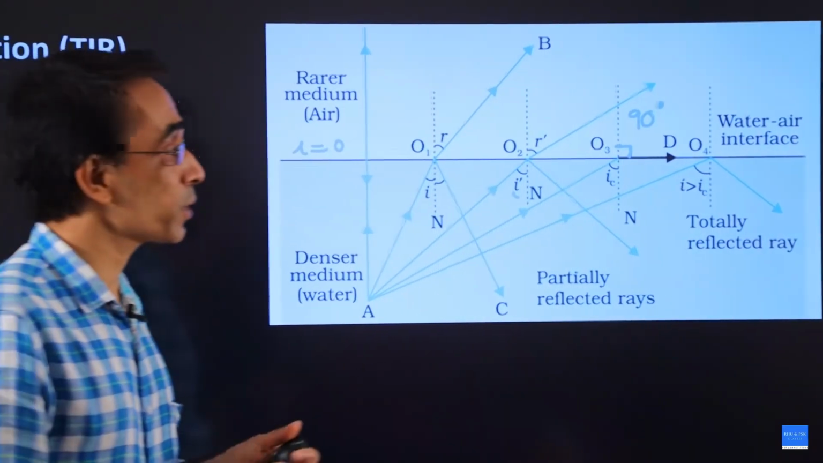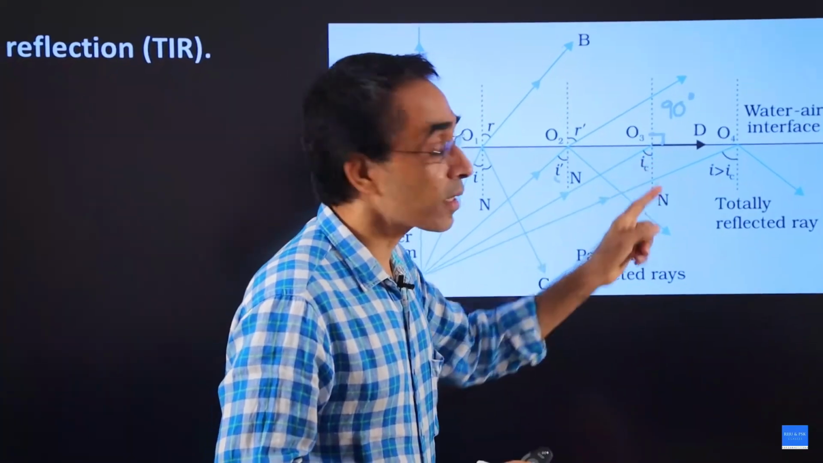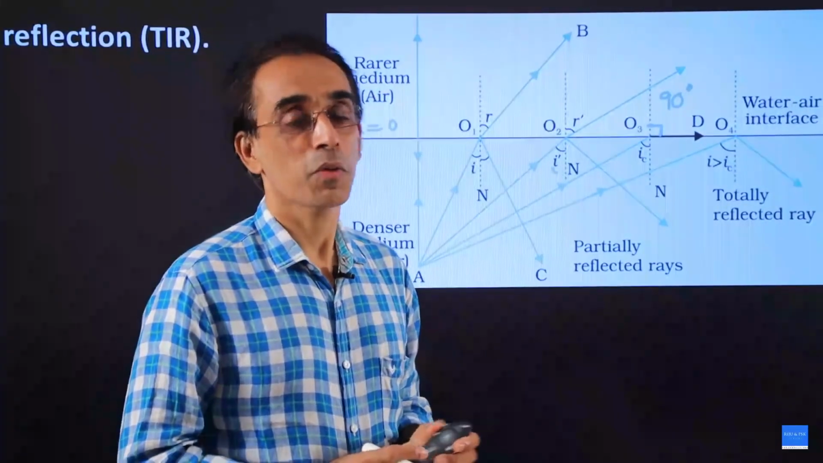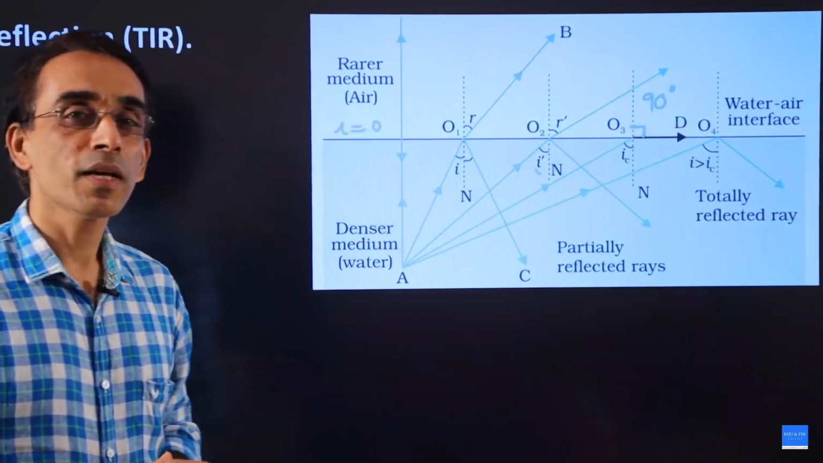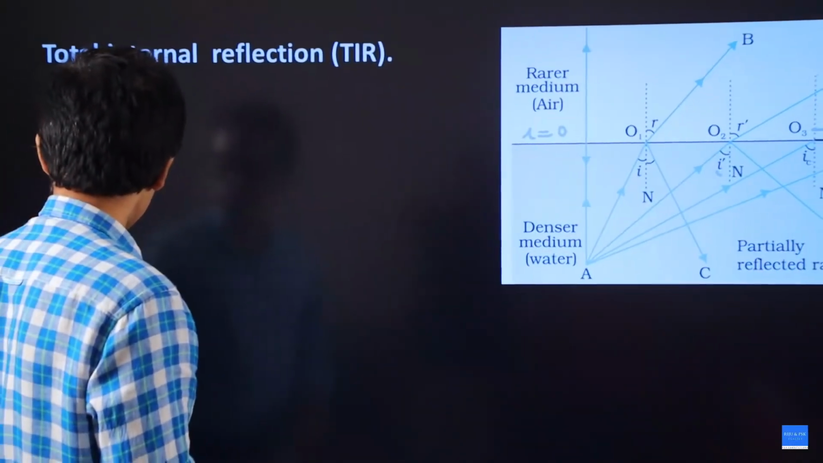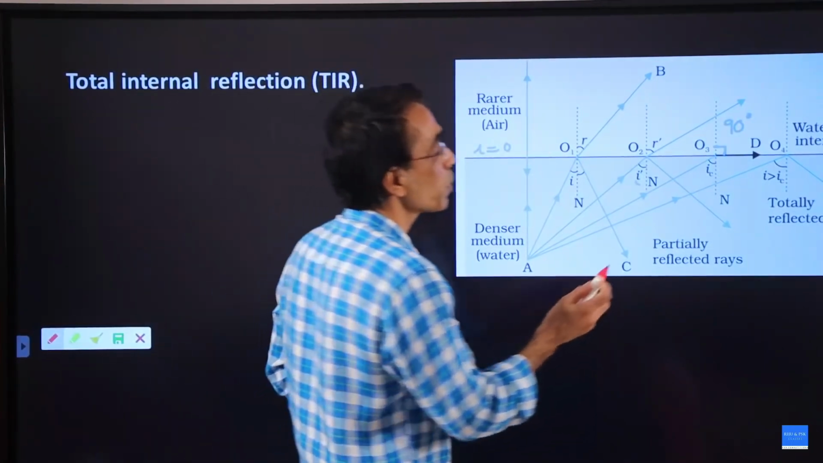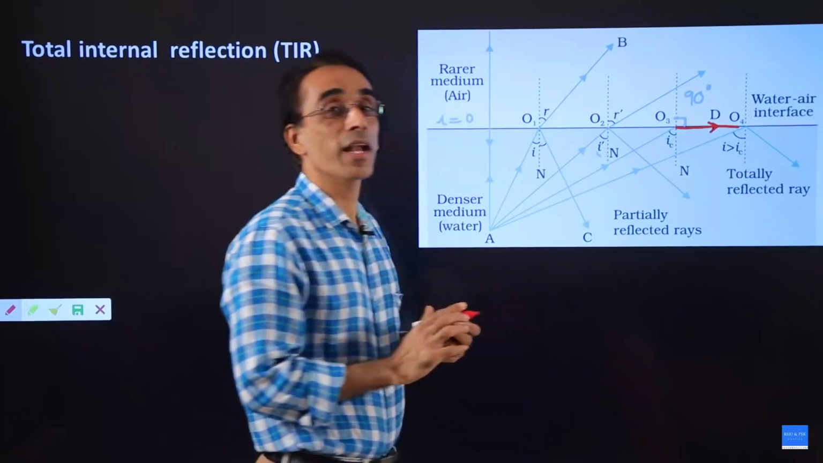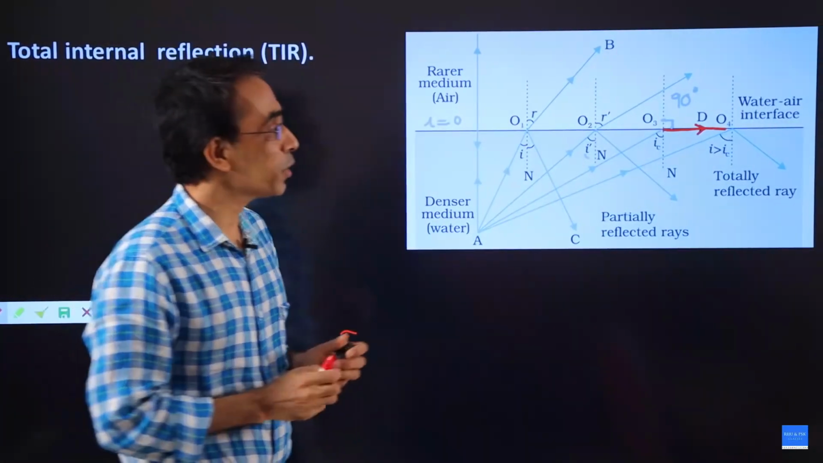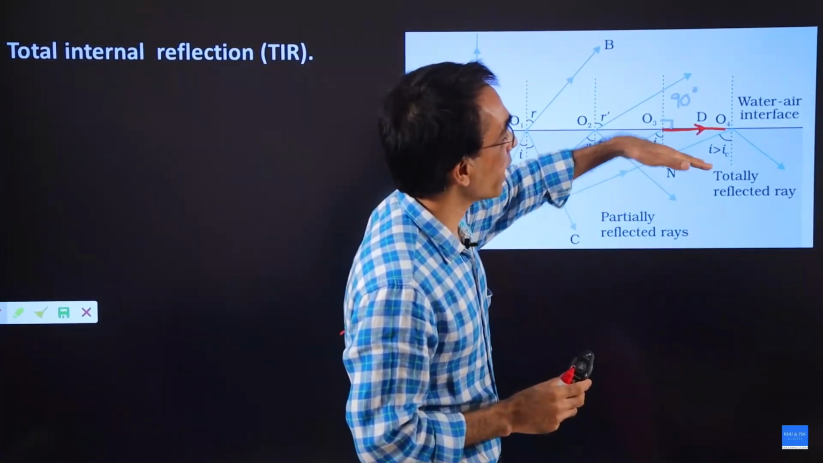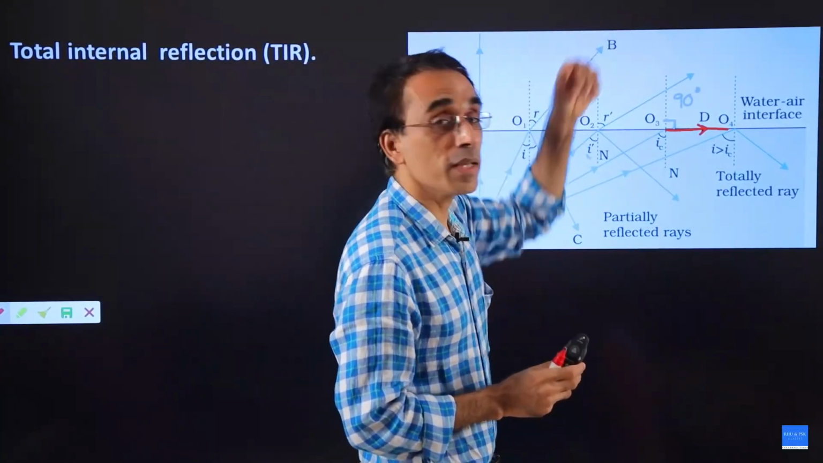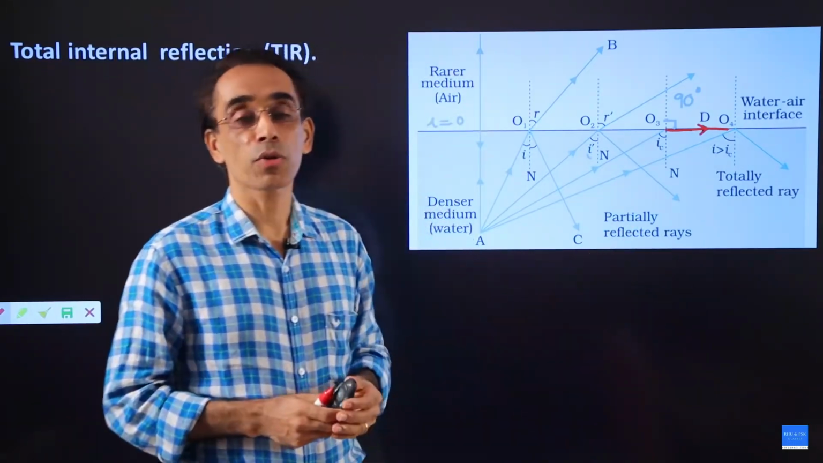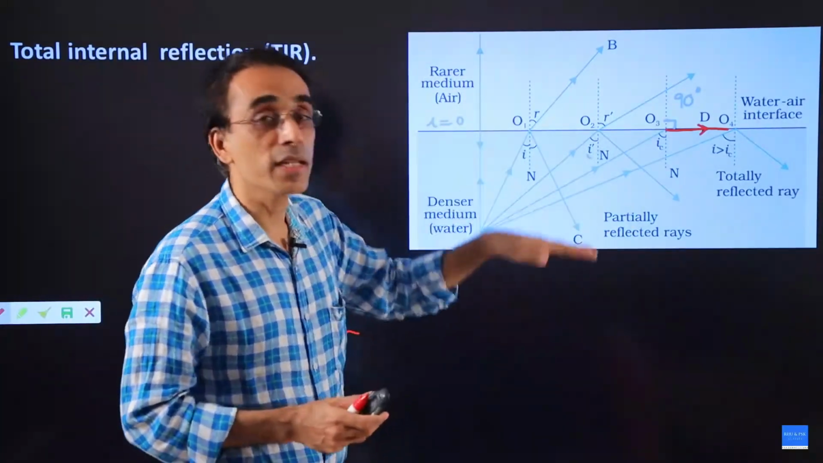That's a very important point to listen to. At a particular angle of incidence, the angle of refraction becomes 90 degree. What will happen to the refracted light ray? The refracted light ray will now go like this, parallel to the interface. So, can you say this is lying in the medium air, or does it lie in the medium water? It doesn't lie in any of these two media. It is actually in the interface.